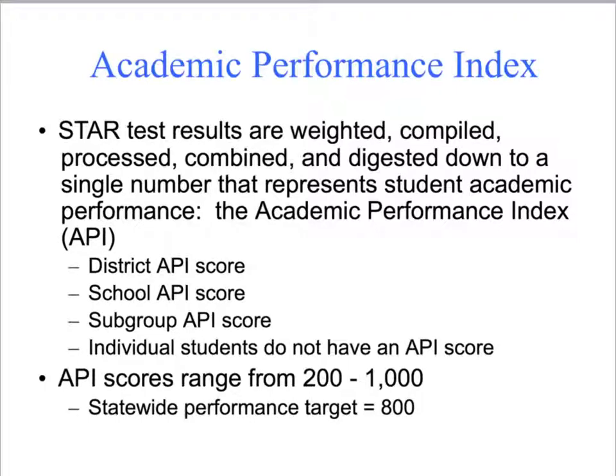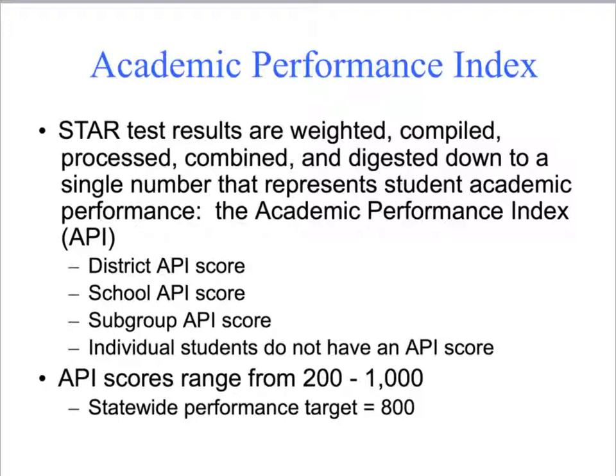Once the test results are into the state level, the results are weighted and compiled and processed and combined and digested along some crazy algorithm that the state uses, and it's boiled all the way down into a single number that represents student academic performance, and it's called the Academic Performance Index, or API.